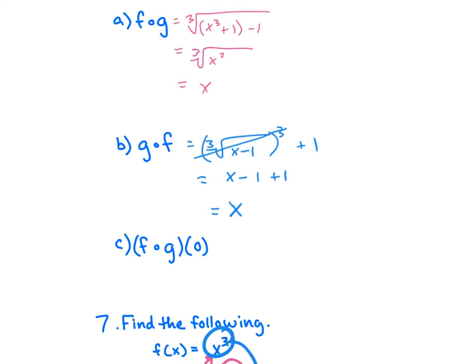To find f of g of 0, we just take 0 and plug it into our x here, which would just be 0.